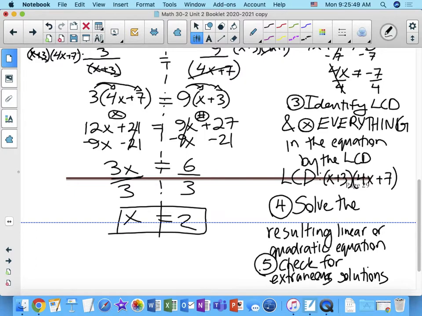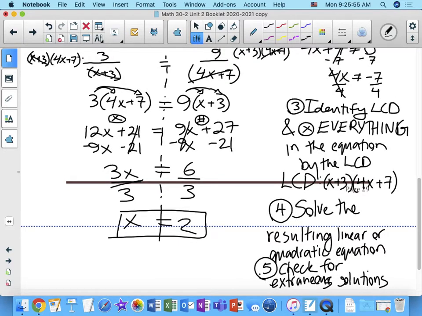Okay, so back to the question about cross multiplication. Now, the question is, why can't you cross multiply? Well, in this case, you can cross multiply. Here's the thing, though. Cross multiplication is actually just multiplying by the least common denominator. That's what it is.